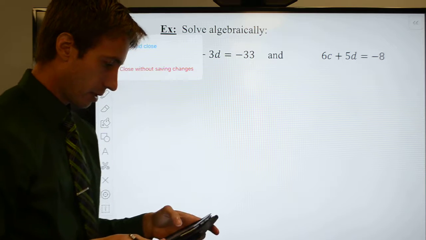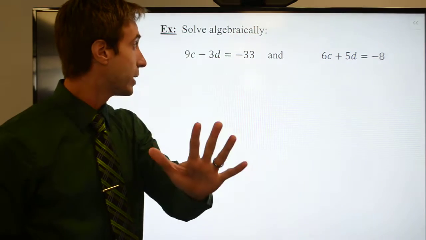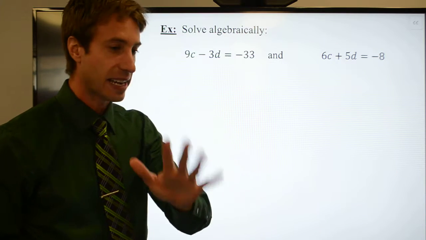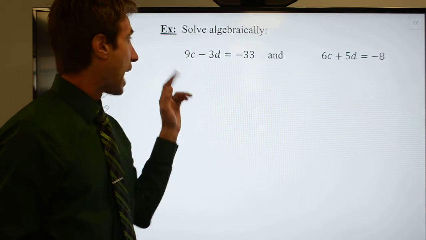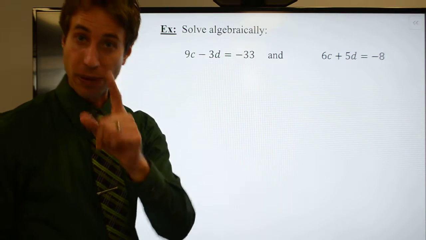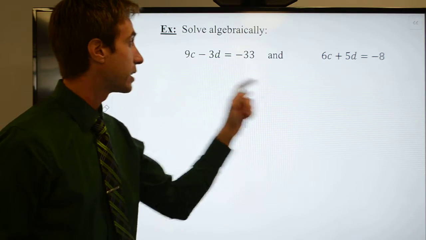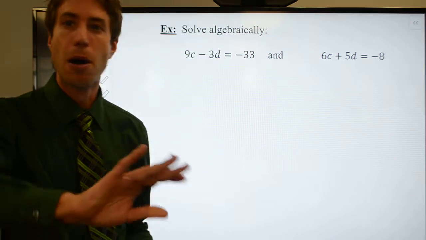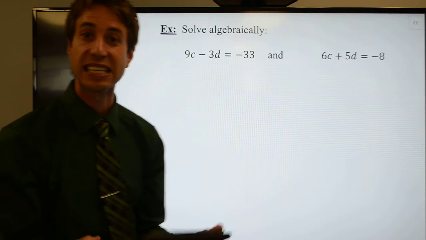What I want to do here, I definitely don't want to close that, sorry. What I want to do here is take a look and see, do I have any variables with the same coefficient opposite in sign? I don't have any variables with the same coefficient, but I do have a variable d that has opposite signs, -3 and a +5. Good enough. We're going to go with that one.